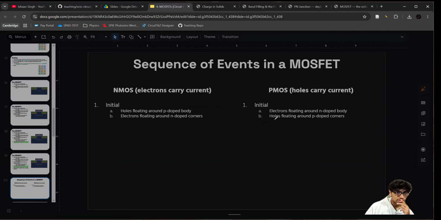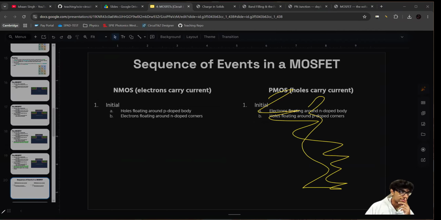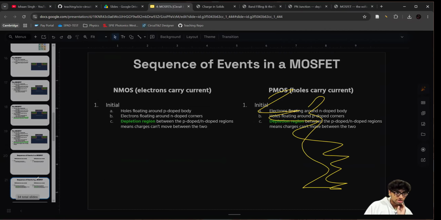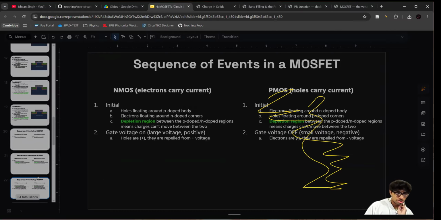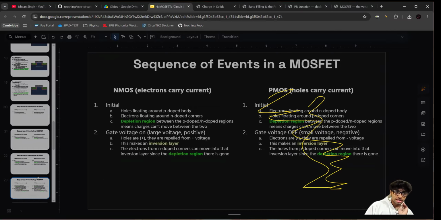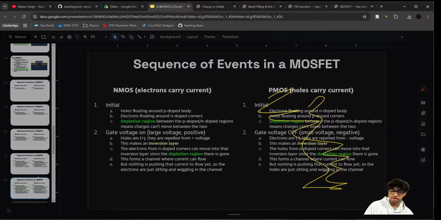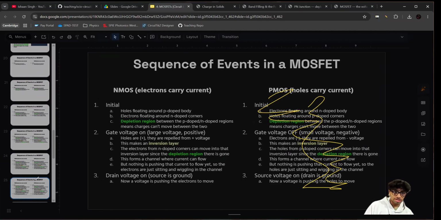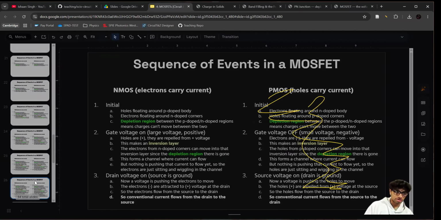Just look at the left side of my screen right now. So initially, holes are floating around, electrons floating around. You have a depletion region. The gate voltage on creates an inversion layer and gets the depletion region to go away. And it forms a channel for current to flow. And so then we need to apply a voltage at the drain to get the current to actually flow.